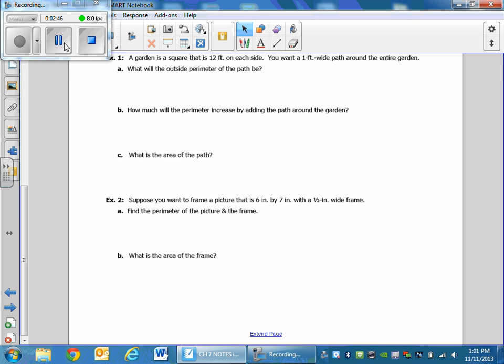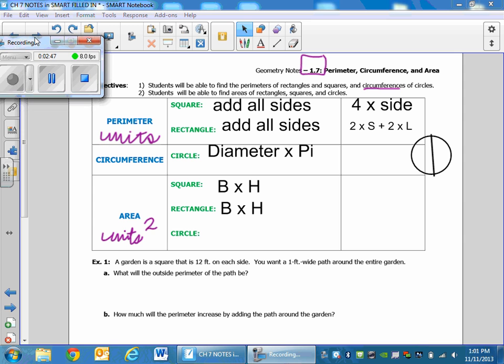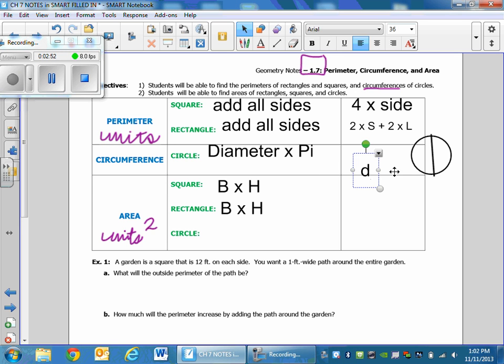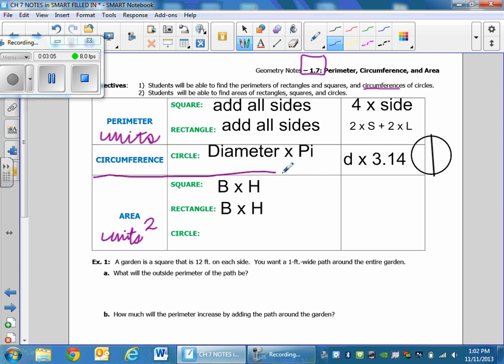Alright, so diameter is all the way through, diameter times pi, so over here we could write d times 3.14. We'll abbreviate pi by 3.14 for right now. Then let's move on to area. So area is all the stuff on the inside. So perimeter is rim. We're going to remember that as the stuff on the outside.